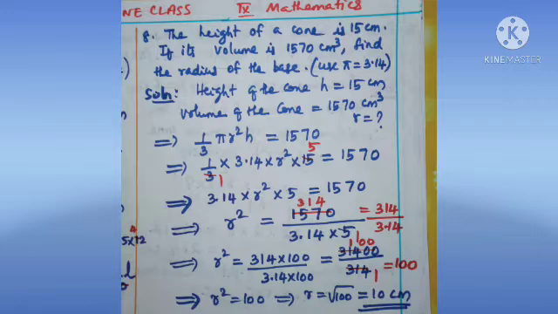Question number 8. The height of a cone is 15 centimeter. If its volume is 1570 centimeter cube, find the radius of the base. Pi value 3.14. So here the height of the cone is given, and the volume of the cone is also given. So use the volume formula and do the necessary calculations, and finally you will get r square value is 100, so that radius r is equal to square root of 100, that is equal to 10 centimeter. Okay, so all of you understand this problem very carefully.